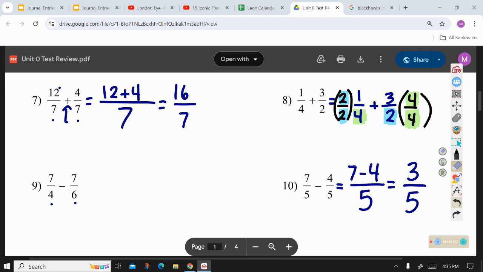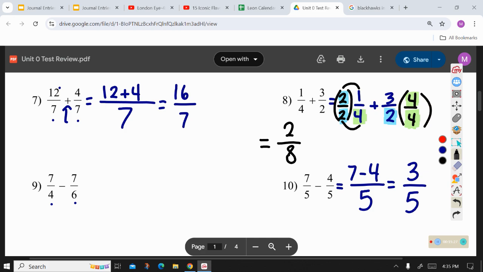Okay, when we're multiplying fractions out, what we do is the top times the top and the bottom times the bottom. And this is because it's the definition of multiplication. So if we do 2 times 1, we have 2 on top. And on bottom, we have 2 times 4. And that's 8 on bottom.